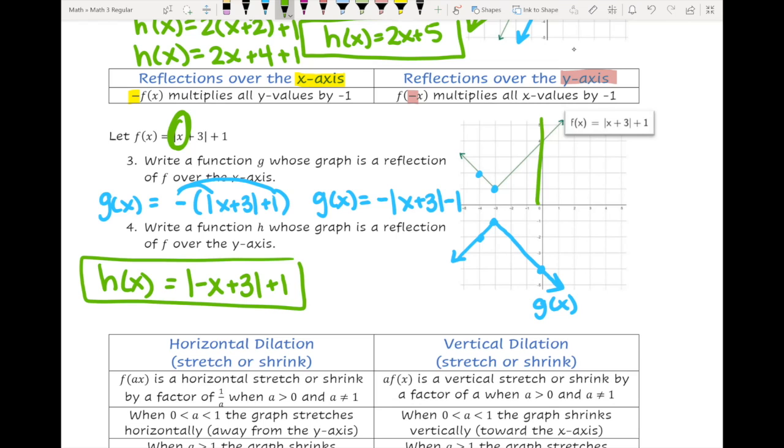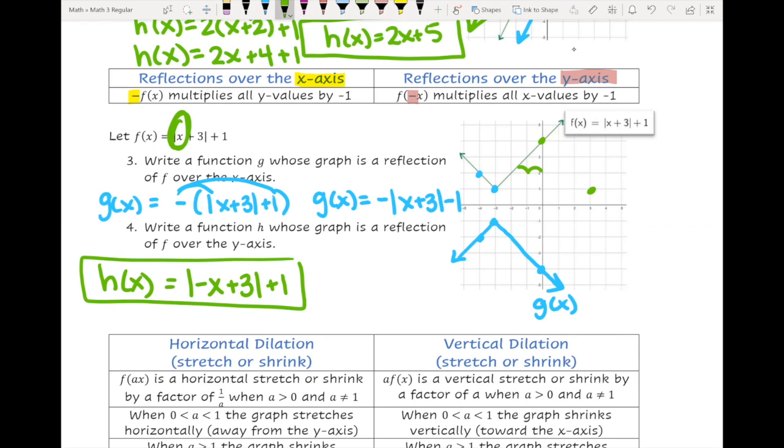So here's my y-axis. The point that was touching the y-axis is going to stay there. So the point (0, 4) is still there. But for each of these other points, I'm going to count how far it is to the left of the y-axis. So this was 3 to the left. I will go 1, 2, 3 to the right of the y-axis. Okay, so that's a reflection of that point.